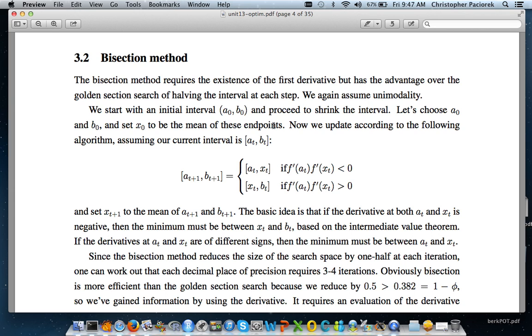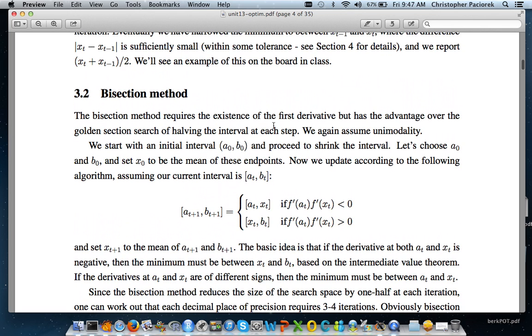The idea of bisection is I'm actually going to use derivative information to give me a little bit more information, and the result is I'm going to be able to narrow down the interval by half every time, whereas here I could only narrow it down by approximately a third every time. So this bisection method is going to be faster.